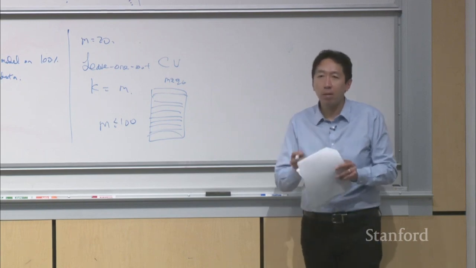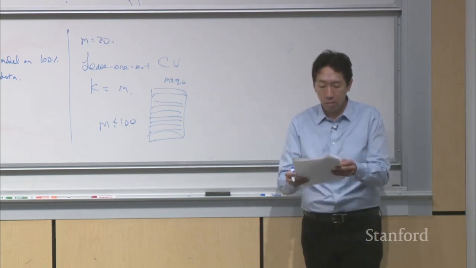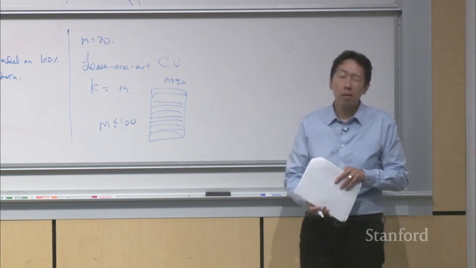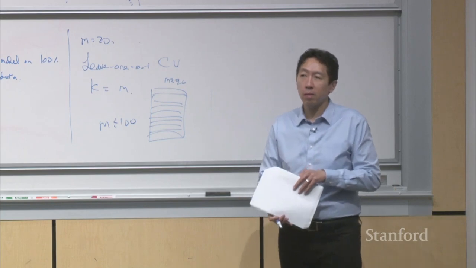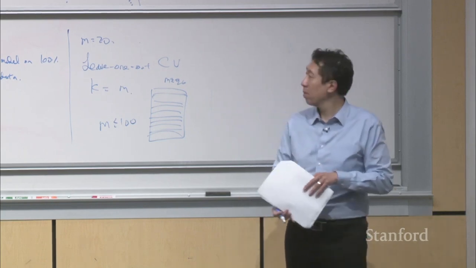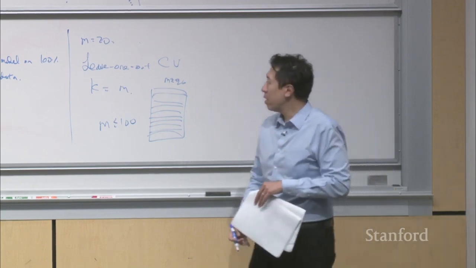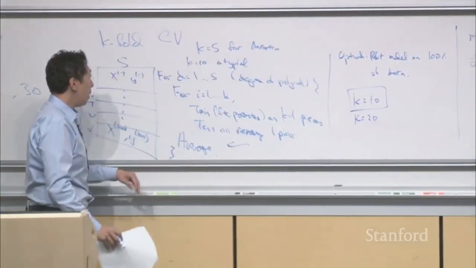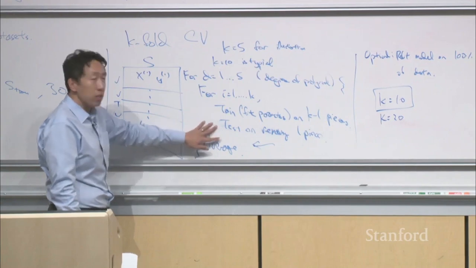Does the average step literally mean averaging the weights you found in the iterations? Sorry, say that again? Does the average step at the end of the algorithm literally mean averaging the weights you found? Oh, sorry. Thank you for asking that. This average step, no. I meant averaging the test errors.